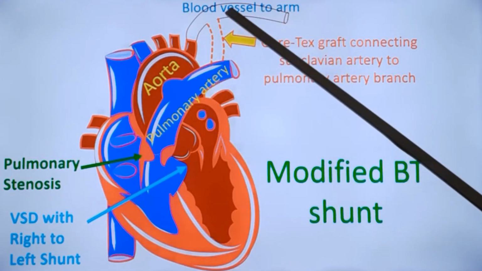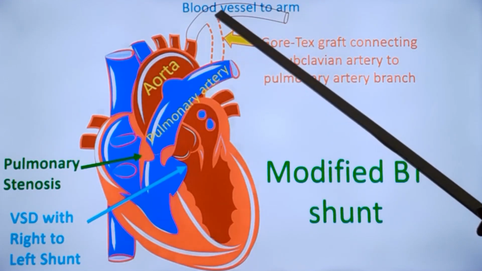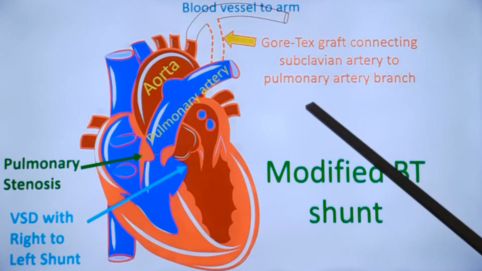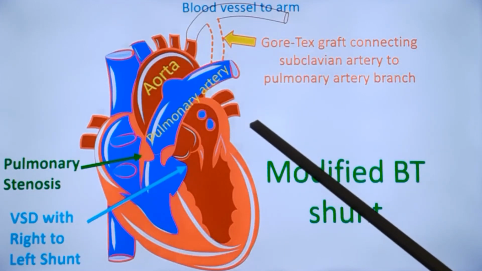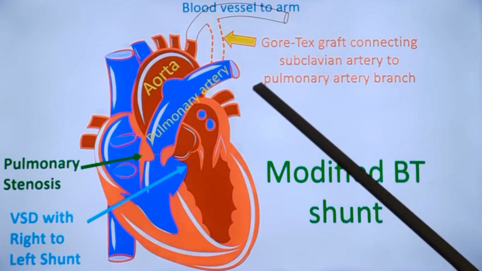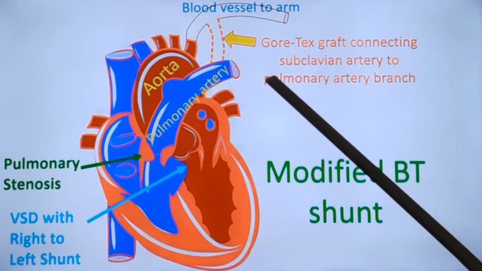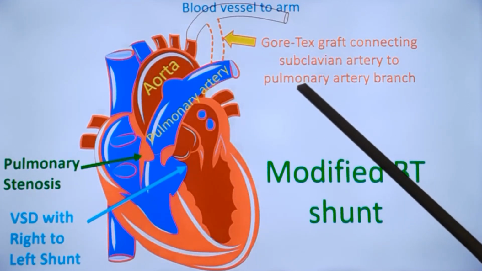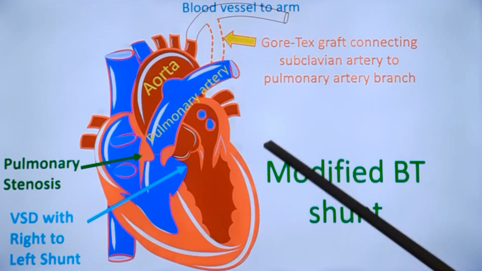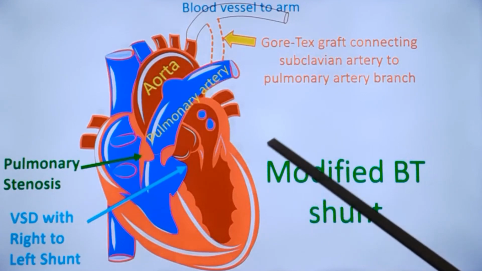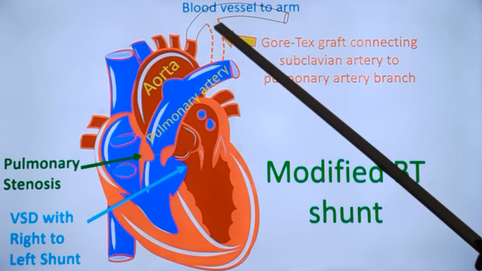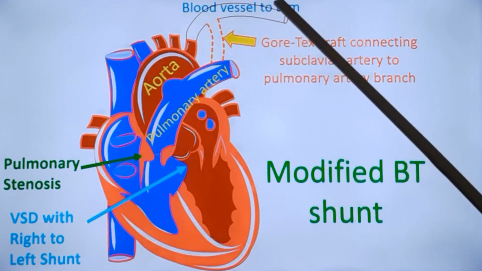Instead, a side-to-side anastomosis from the subclavian artery to the pulmonary artery is done using a Gore-Tex graft. So this reduces the chance of future development of pulmonary hypertension and also reduces the impairment of the arm blood supply. But these are not absolute, but relatively better than the classical BT shunt. Now, classical BT shunt is not being done, only the modified BT shunt using a Gore-Tex graft between the pulmonary artery and the subclavian artery.